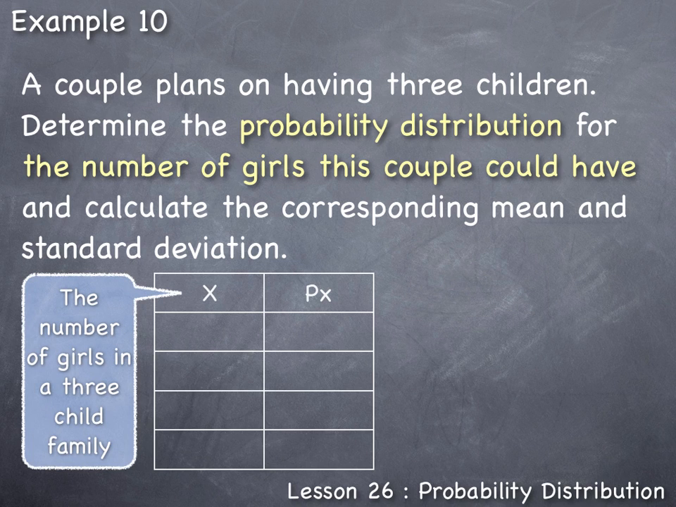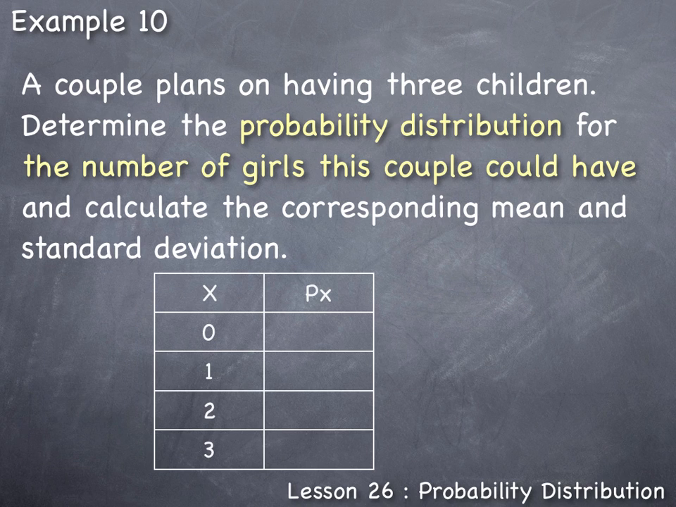So what are all the possible outcomes? Well, in a 3-child family, the lowest number of girls would be 0, no girls. And the highest number of girls would be 3. So all the possible values of the number of girls in a 3-child family range from a low of 0 to 1 to 2 to a high of 3. So here's x, all the possible outcomes. Now we need to calculate p of x, the probability of getting each of these outcomes. So let's start with 0.